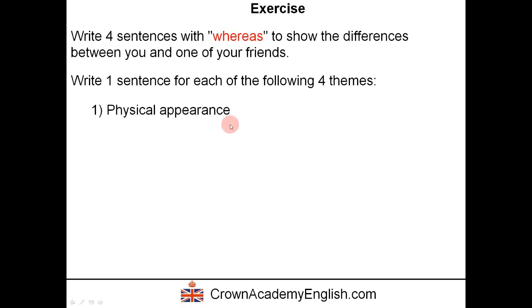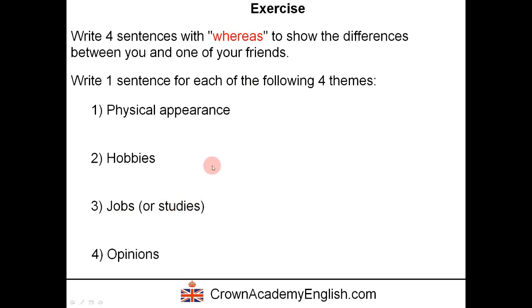So choose a difference in your physical appearance, so your physical appearance and your friend's physical appearance. Maybe a difference in your hobbies, your interests, a difference in your jobs or in your studies if you're a student. And finally, sentence 4, indicate a difference in maybe your opinions, your political opinions, or your opinions about news events. Okay?